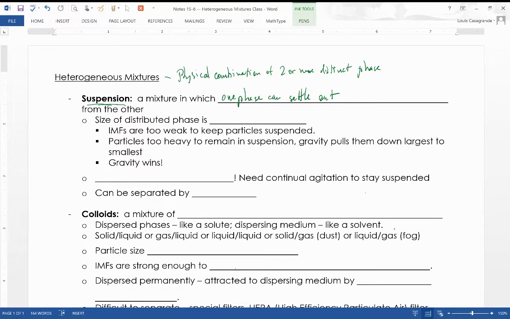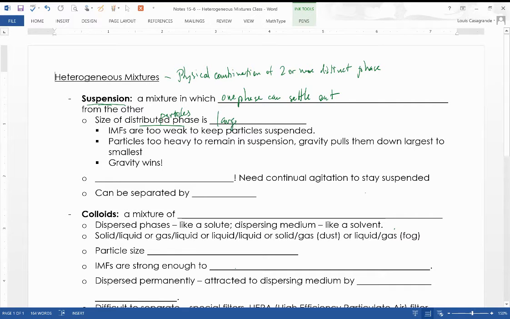Think about medicines that you might have that separate out, or things in the kitchen, oil and water separates out, for instance. Now, one of the reasons they settle out is that the size of the distributed phase, so the particles, I shouldn't say just the distributed phase, the particles in the distributed phase is large.